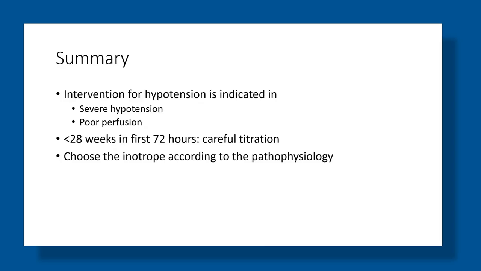So if I were to summarize, we discussed what hypotension is. And we discussed that intervention for hypotension is indicated in babies who are either having poor perfusion or severe hypotension. And we also learned that there could be a lot of causes, but generally in the extreme preterm baby in the initial period, it's due to poor myocardial contractility. Occasionally, it could be due to reduced vascular tone. And in the more mature baby, it could be due to a variety of causes, including hypovolemia.